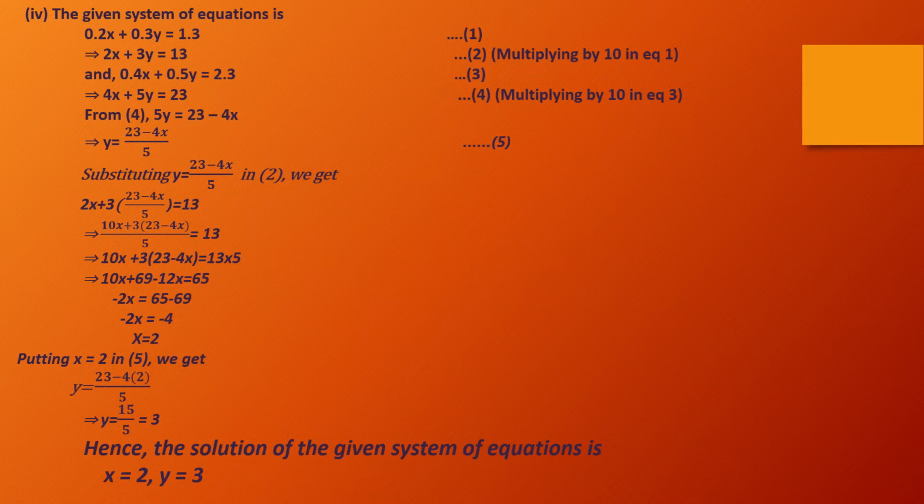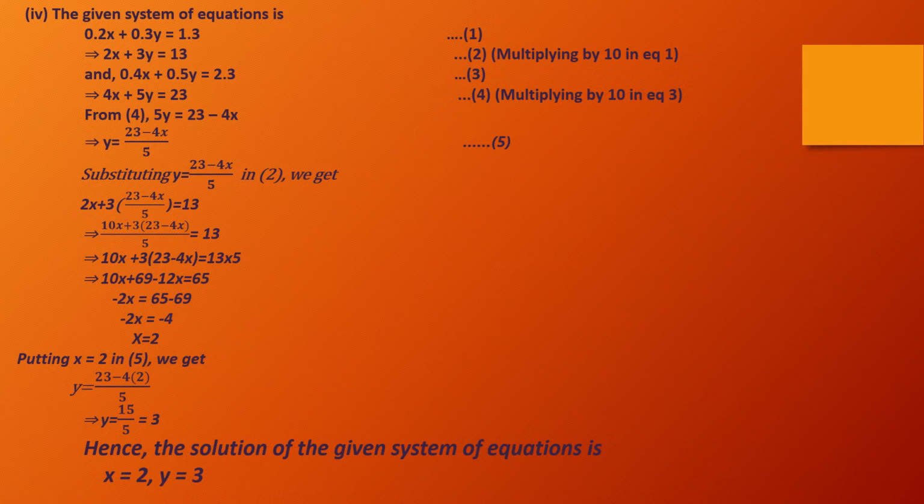Solving again, we get minus 2x equals 65 minus 69. Again on solving, we get minus 2x equals minus 4, and finally we get x equals 2. So after solving this equation, we get the value of x equals 2.